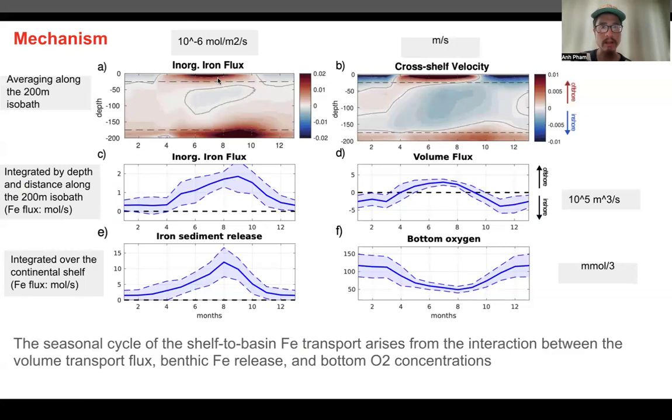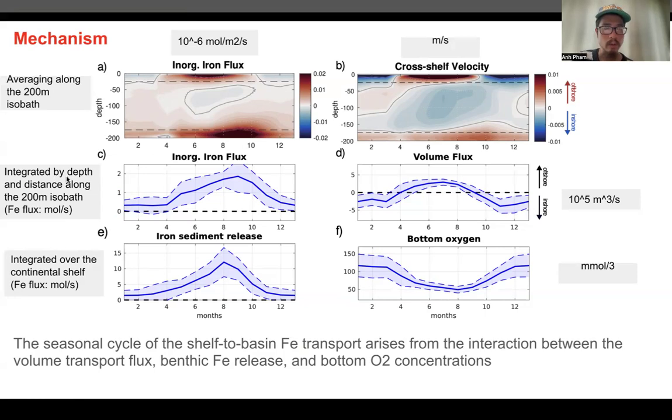And we can see that there are two major pathways of transporting iron to the open ocean. First in the surface boundary layer and second in the bottom boundary layer, corresponding with the cross-shore volume transport offshore of water in the surface boundary layer and bottom boundary layer. And these two transport pathways are enhanced during the months of June, July, and August, reflecting the role of upwelling in facilitating the transport of iron offshore.